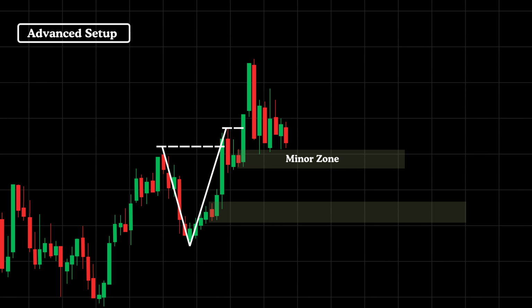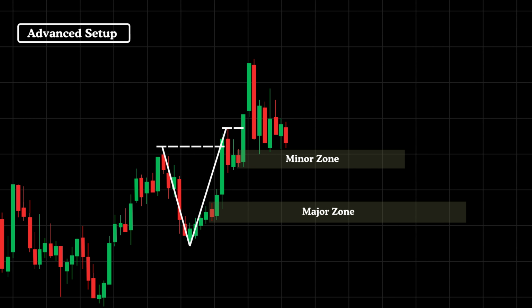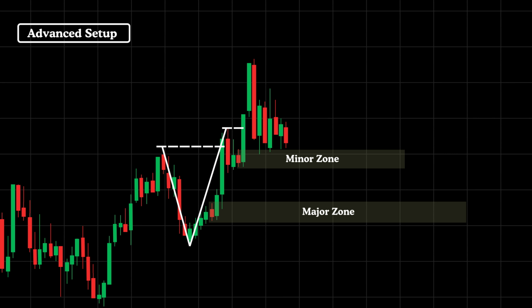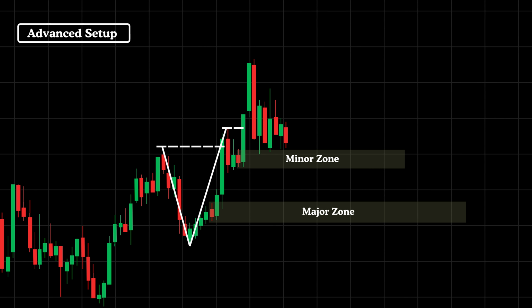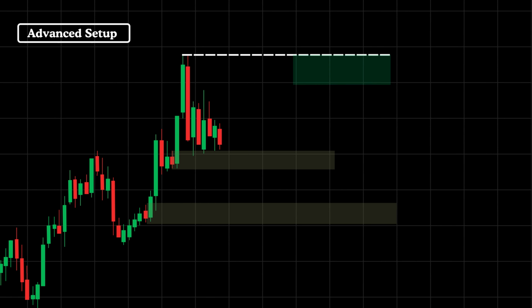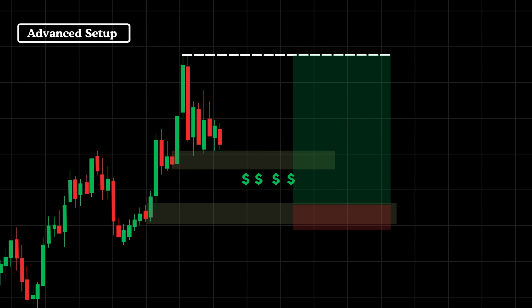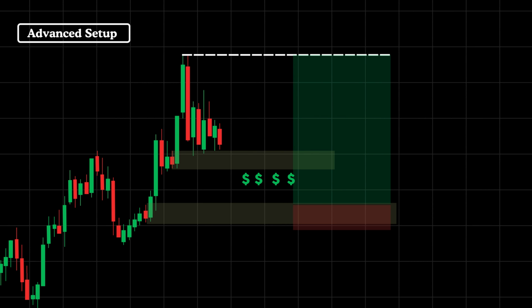Then if we look a little higher up, we spot another break of structure. From a larger price move, we mark a major demand zone just below that break. So now we've got our perfect setup. A minor demand zone stacked on top of a major demand zone. This creates our liquidity trap for the trade entry.